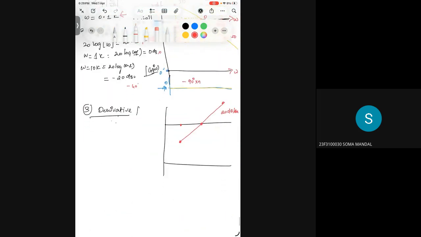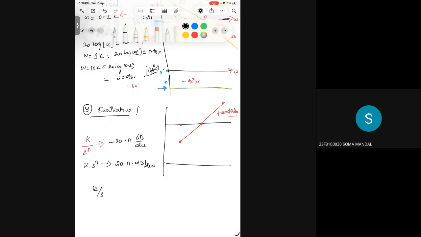Similarly, for a derivative factor, you will find that the slope goes up, that is, it varies at plus 20 decibels per decade. So for K by s power n, it is minus 20 into n decibels per decade. For K into s power n, it will be plus 20 into n decibels per decade.